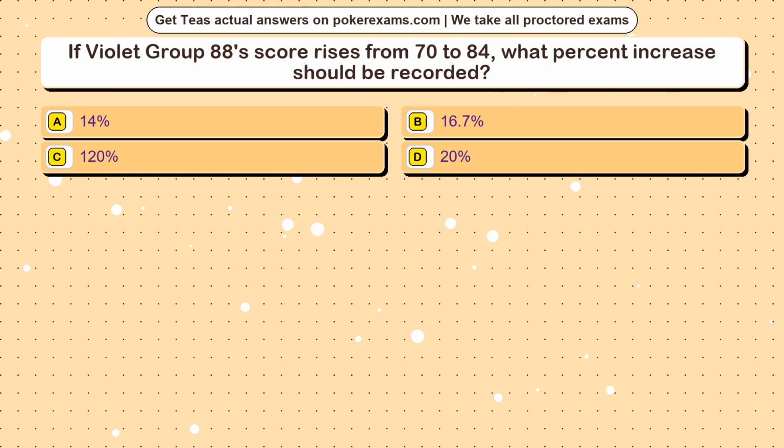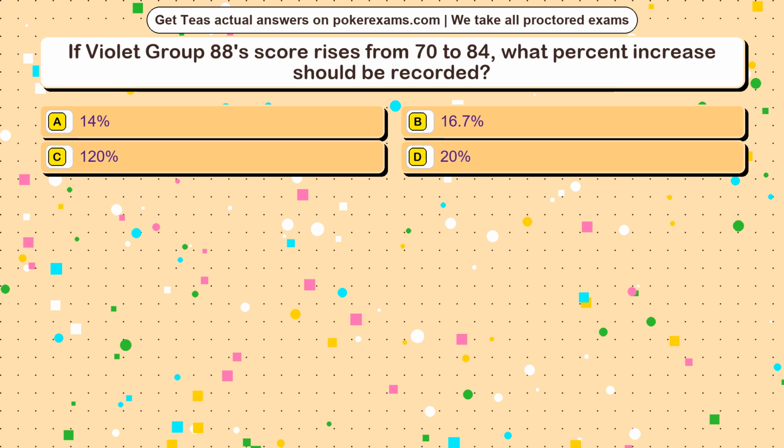Question 8. If Violet Group 88's score rises from 70 to 84, what percent increase should be recorded? Option A, 14%. Option B, 16.7%. Option C, 120%. Option D, 20%.